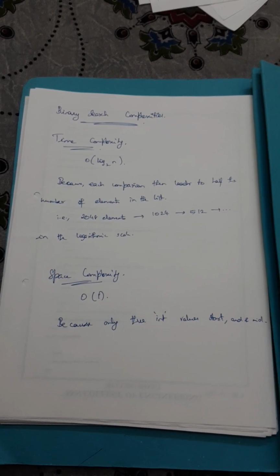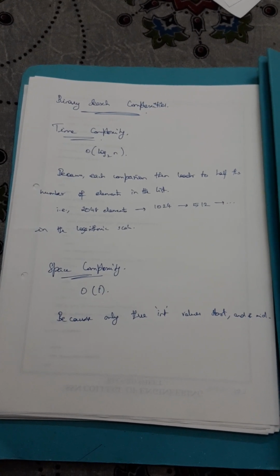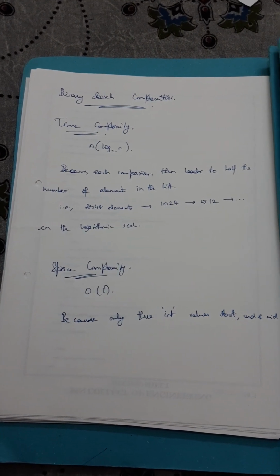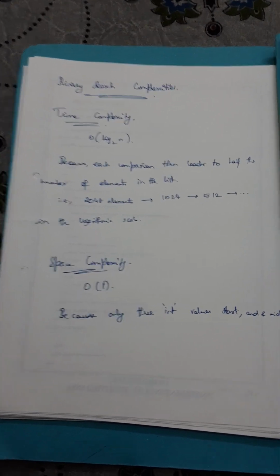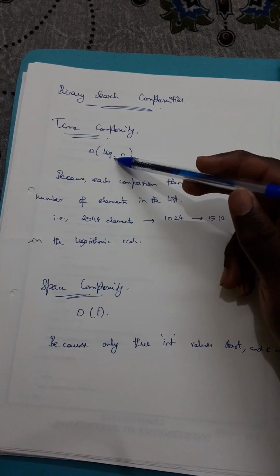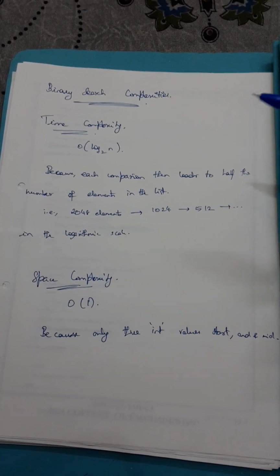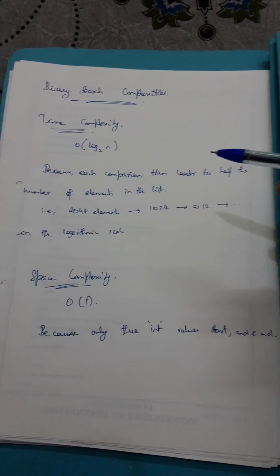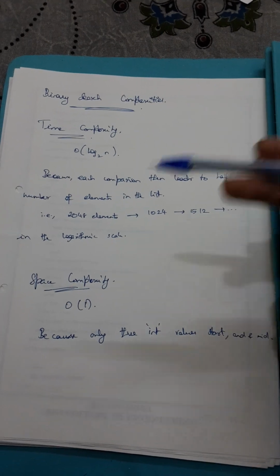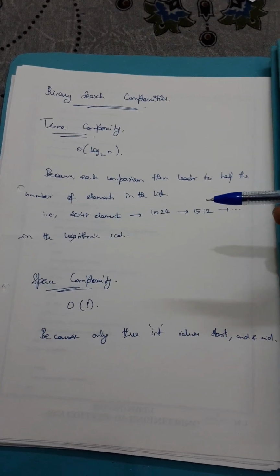Now let's look at its complexities. So time complexity right here. For binary search, the time complexity would be big O of log n to the base 2. This is because each comparison that you do in that list leads to the list getting halved. That means half the number of comparisons that you might have to do.